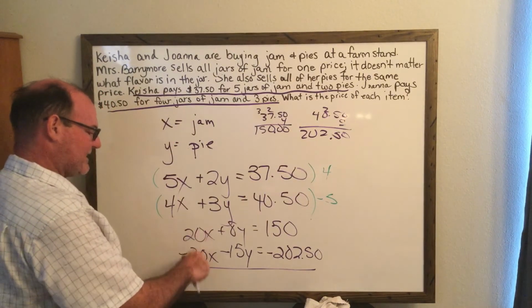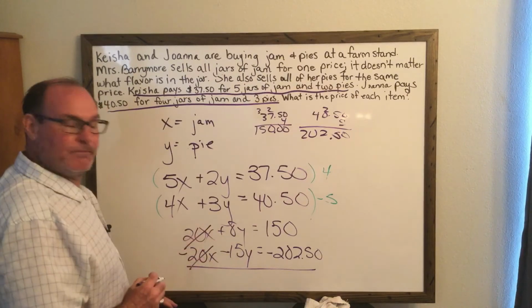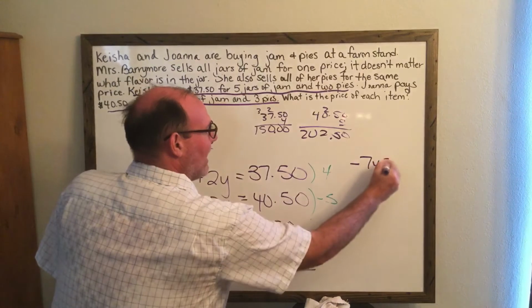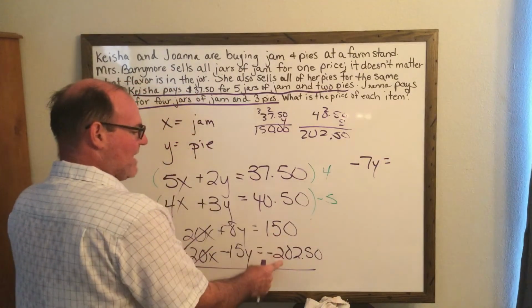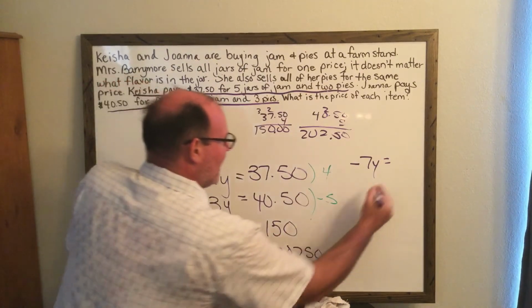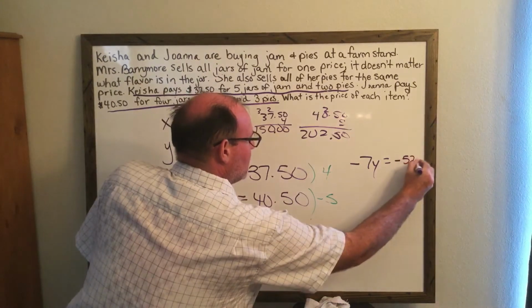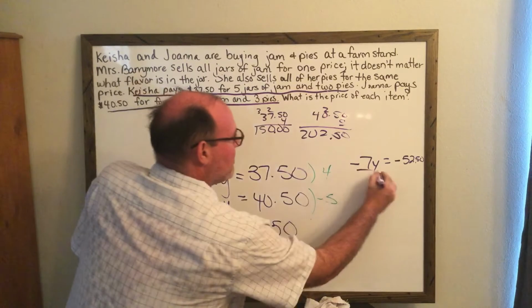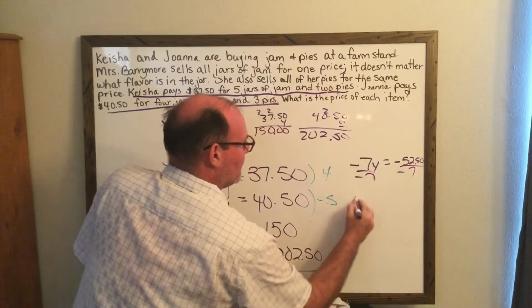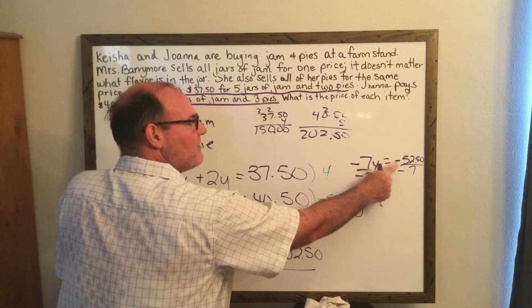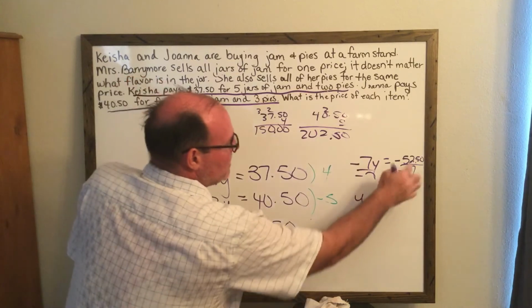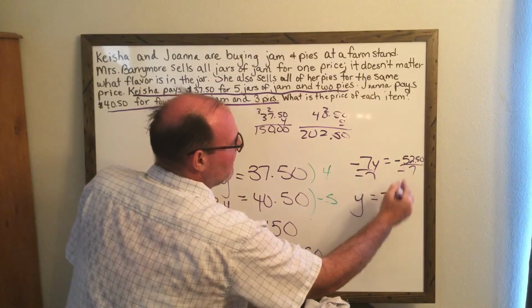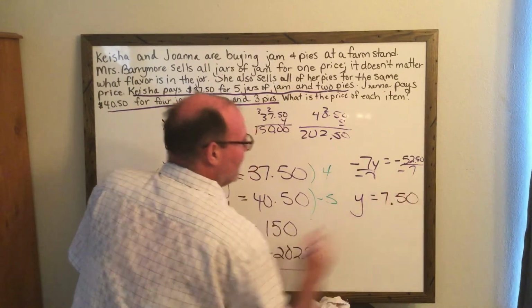Now when I add these things together, I'm going to write it over there. So 20x and negative 20x cancel. 8y minus 15y is negative 7y. And then 150 and negative 202.50 is negative 52.50. Sorry to have to scrunch that in. When I divide both sides by a negative 7, I get y, so negative divided by negative is positive. And 7 goes into 52 7 times, which leaves me 3. So that's going to be 7.50.